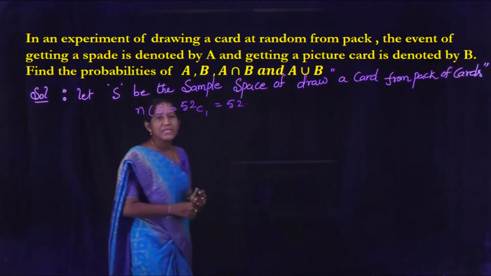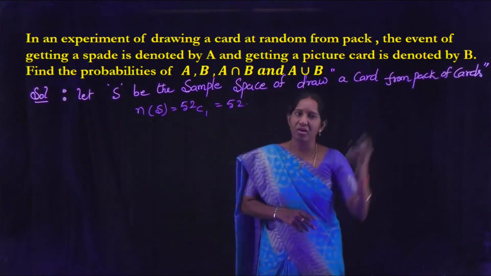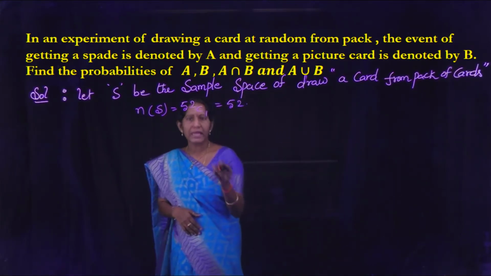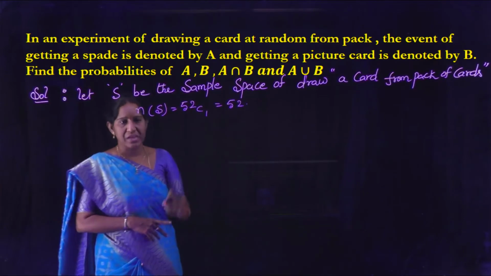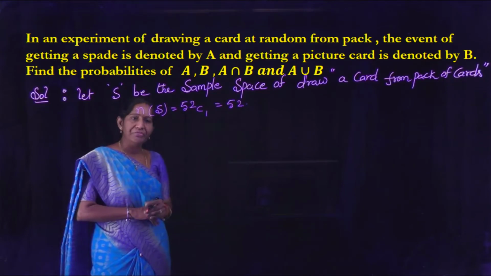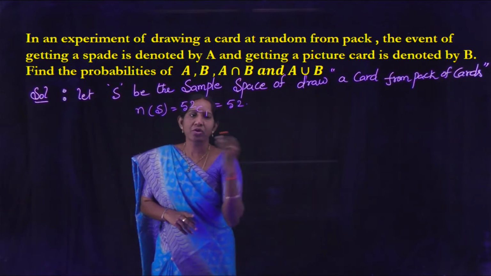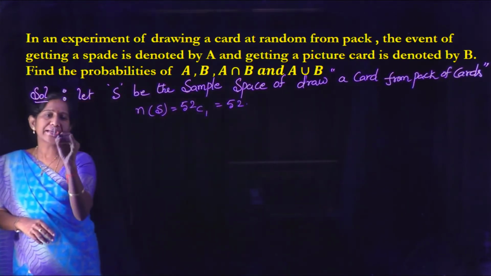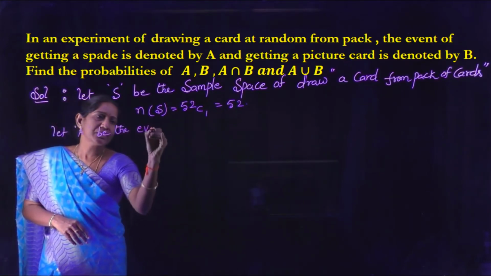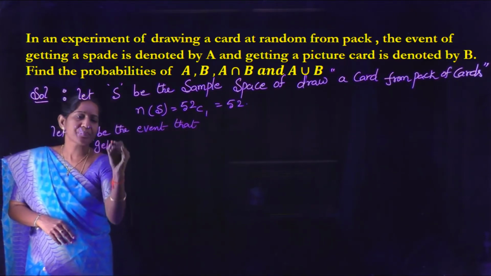So let S be the sample space of the given random experiment: draw a card from a pack of cards. Out of 52 cards, drawing a card can be done in 52 C1 ways. So n of S equal to 52 C1, that is 52. And the event of getting a spade is denoted by A. So let A be the event of getting a spade.